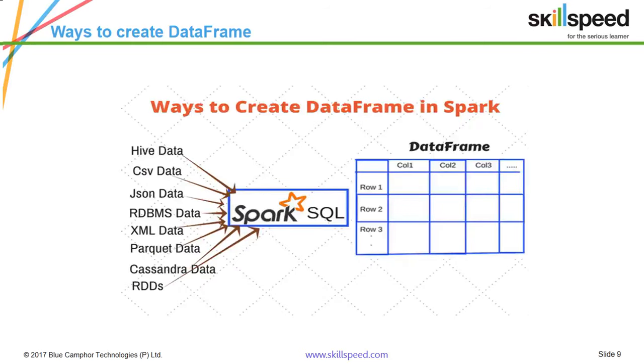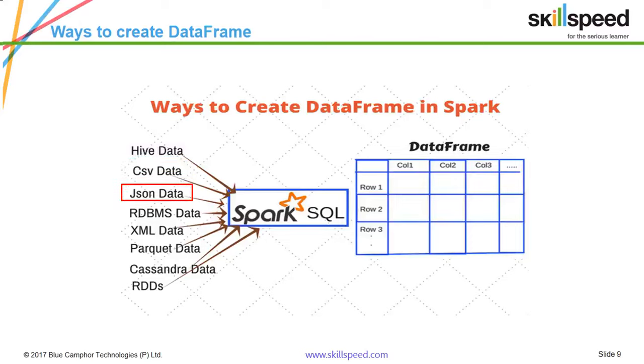Now, the one thing that you have to understand is the different ways to create a data frame in Spark. Unless you have a data frame, you cannot query the data, right? So the first question will be, well, how do I create a data frame? The first way is that you can create it from a Hive table. Spark SQL can natively access Hive's metastore, and you can create a data frame from Hive's data. You can also create it from CSV data or JSON data.